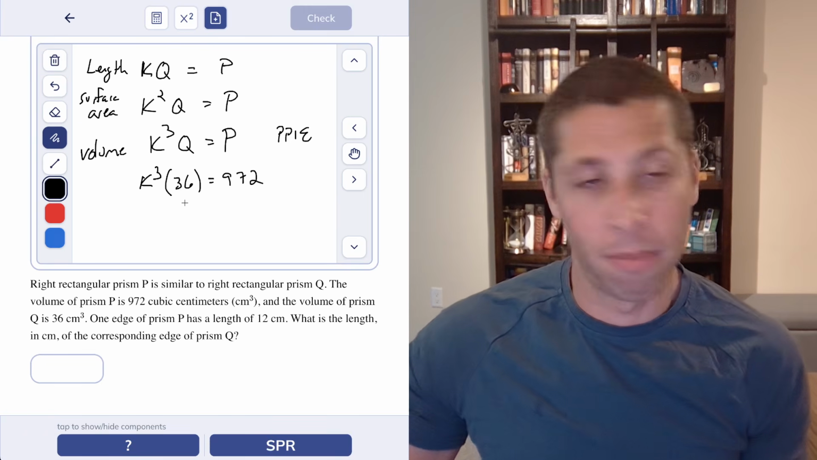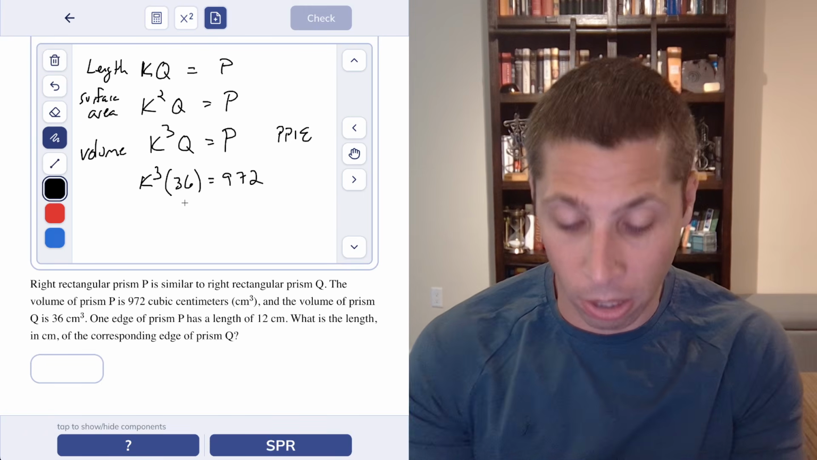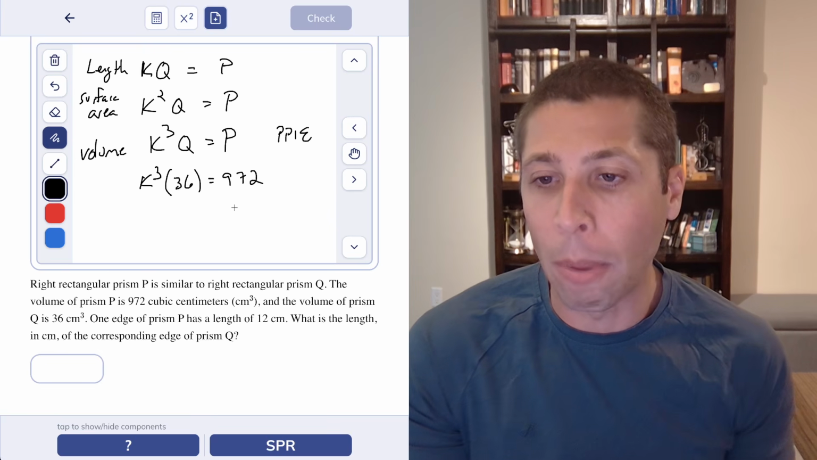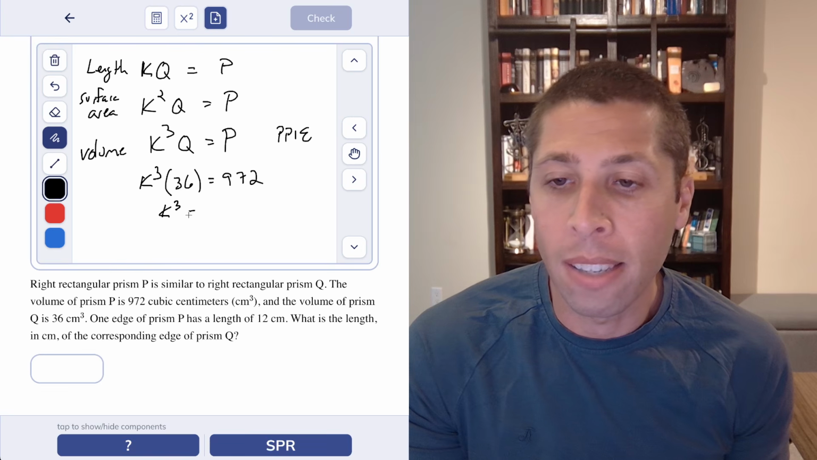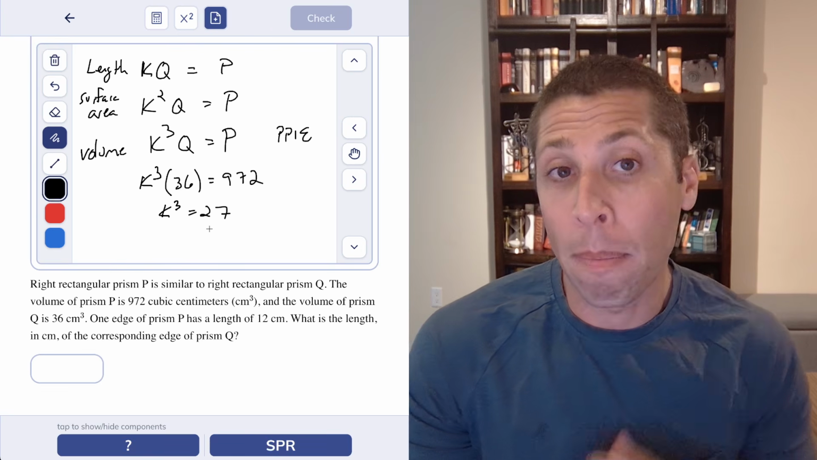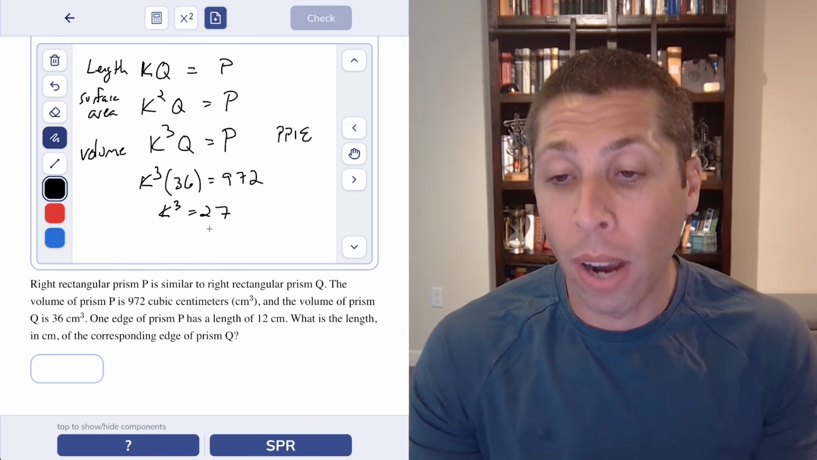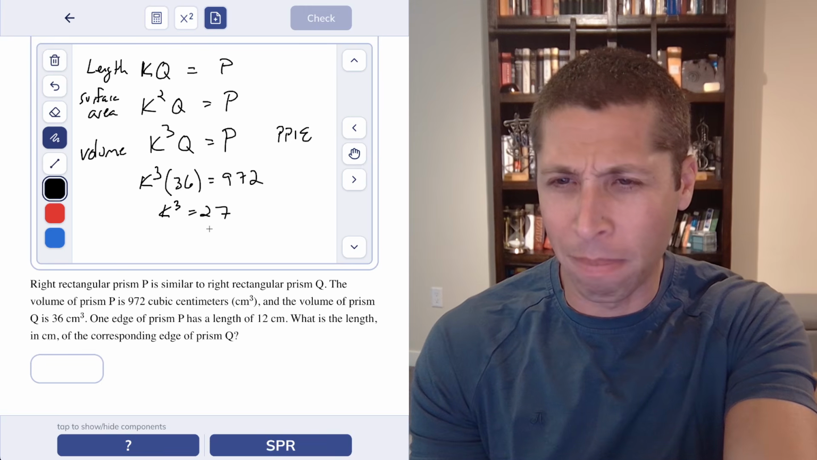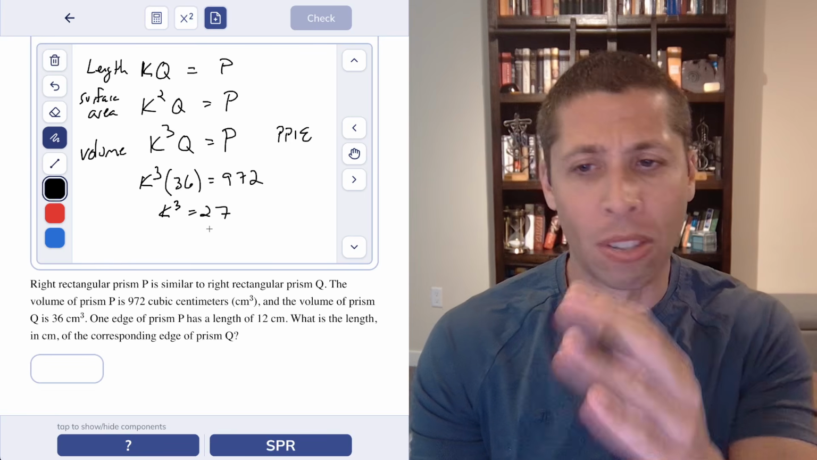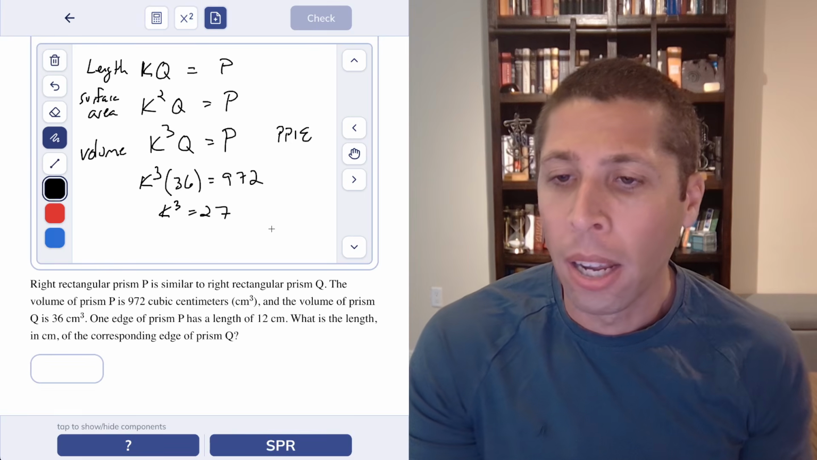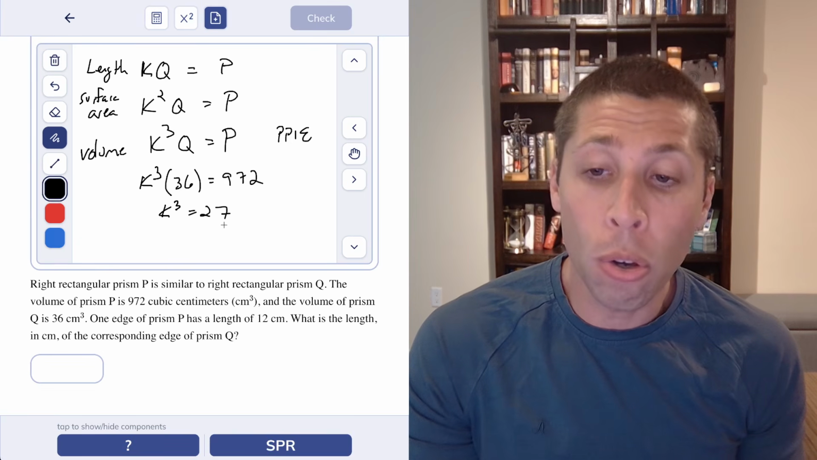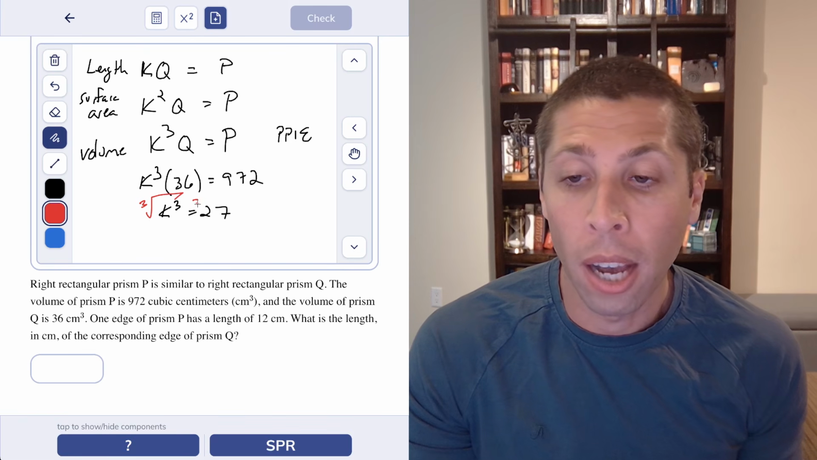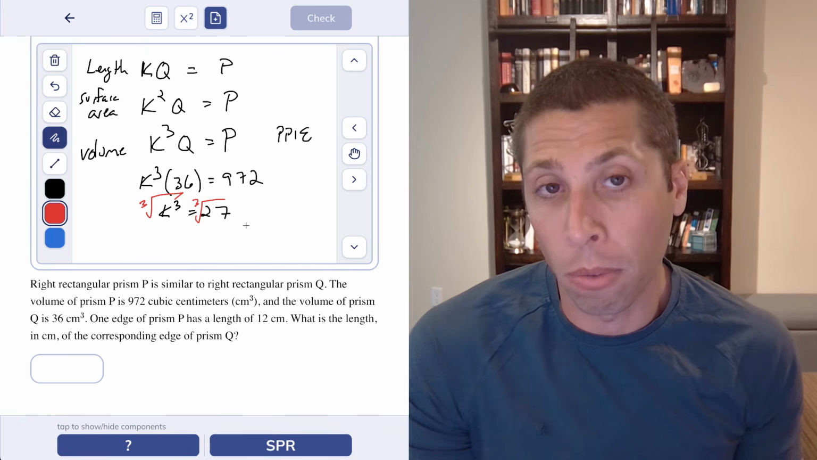Now I'm going to simplify. So let's just go to my regular calculator here. 972 divided by 36. So you would have gotten that K cubed is equal to 27. And then many people are just going to put that as the answer, or they're going to divide by 27 and get some weird number, but it doesn't matter. Point is, if K cubed is 27, now we have to take the cube root of this, and hopefully you just know the cube root of 27 is 3.